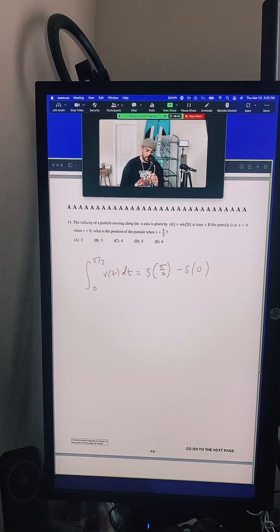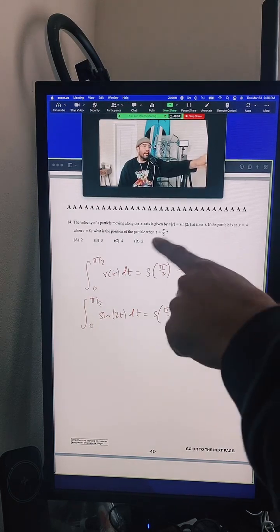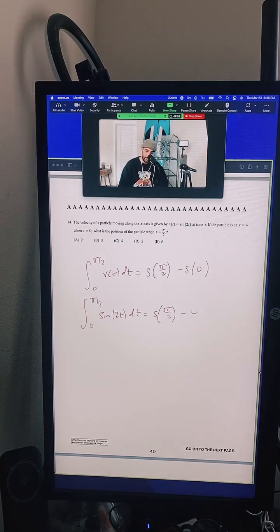Now let's just rewrite a few things. This is still the integral. Now I'm going to write the actual function they gave us. This is sine of 2t dt. We don't know what the position is, but we do know that s of 0 is 4, because that's what they told us in the beginning. And now we're just going to go ahead and solve for this. This is going to be cosine of 2t, or negative cosine of 2t, I'm sorry, over 2 from 0 to pi over 2.